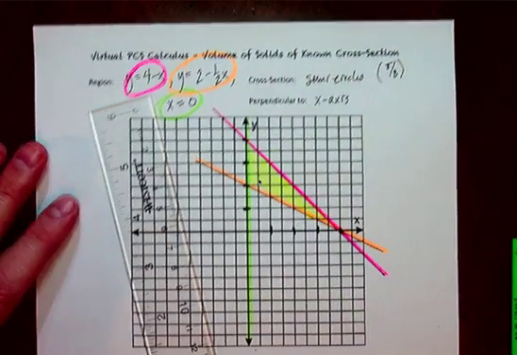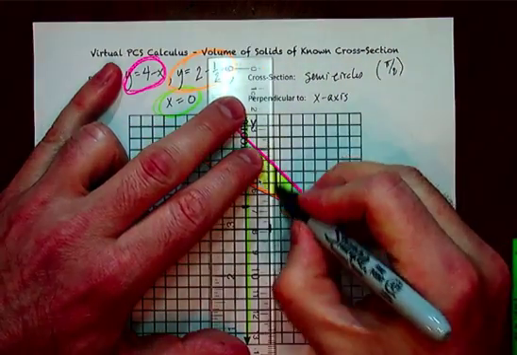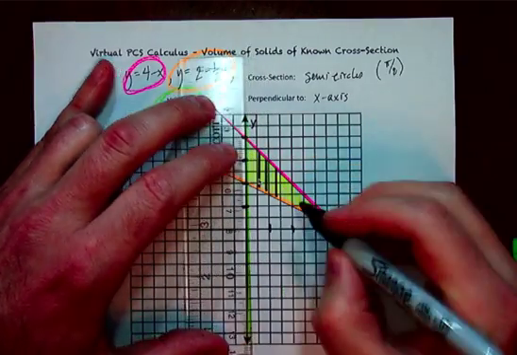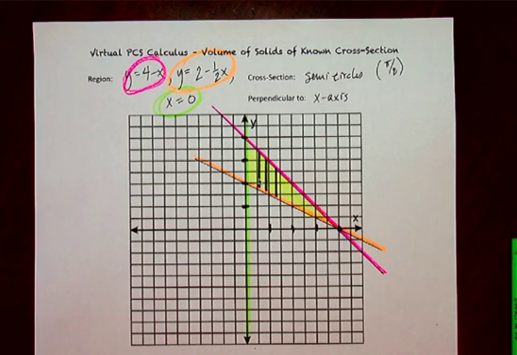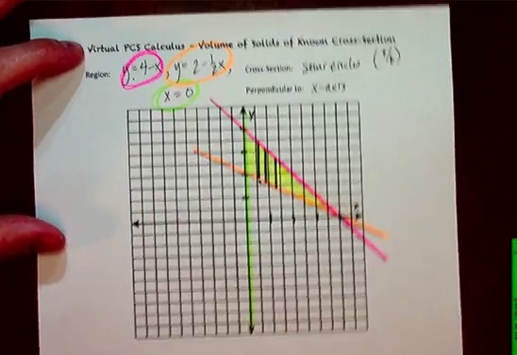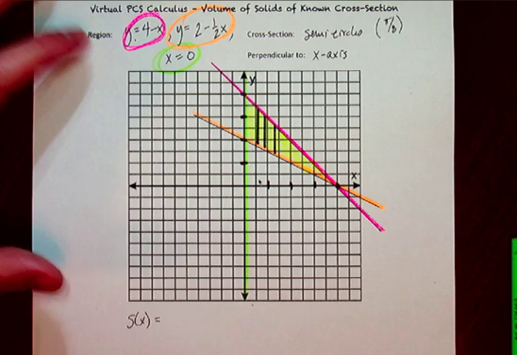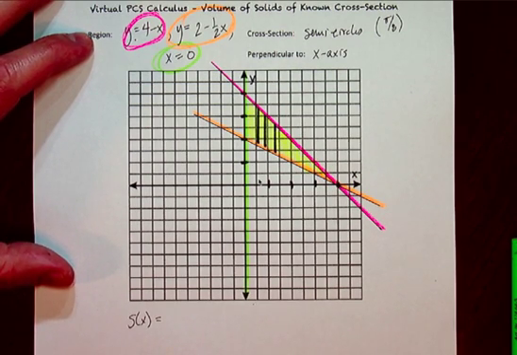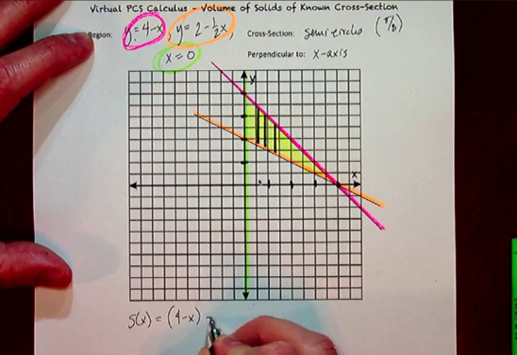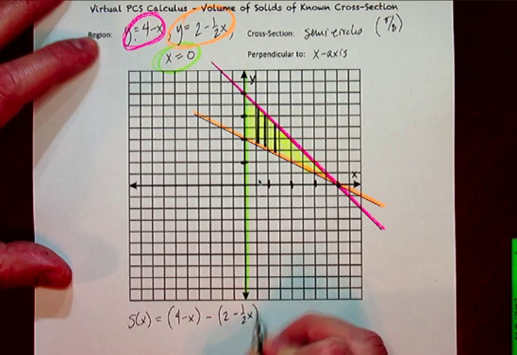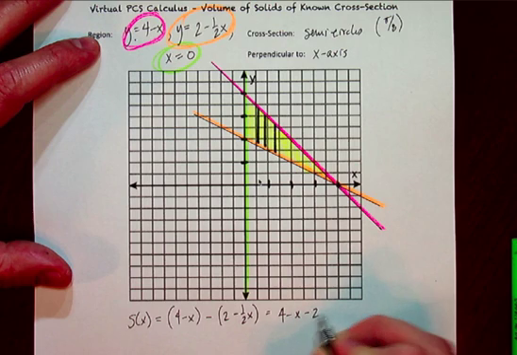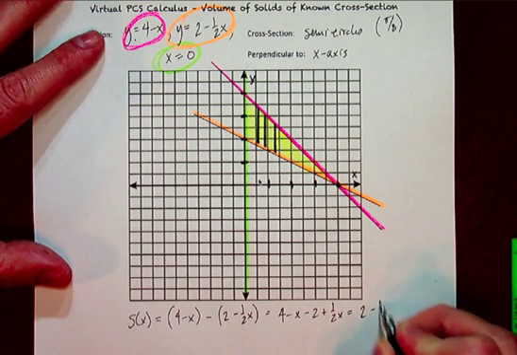Now, I know that my cross sections are going to look like this because they're going to go perpendicular to the x-axis. But my s of x, my expression for the length of the side of those cross sections, the place where the cross section hits the region, is not going to be either one of those, but their difference. The orange one is more positive, it's on top, so it's the more positive minus the less positive: 4 minus x minus (2 minus 1/2 x). That winds up being 4 minus x minus 2 plus 1/2 x, or 2 minus 1/2 x.